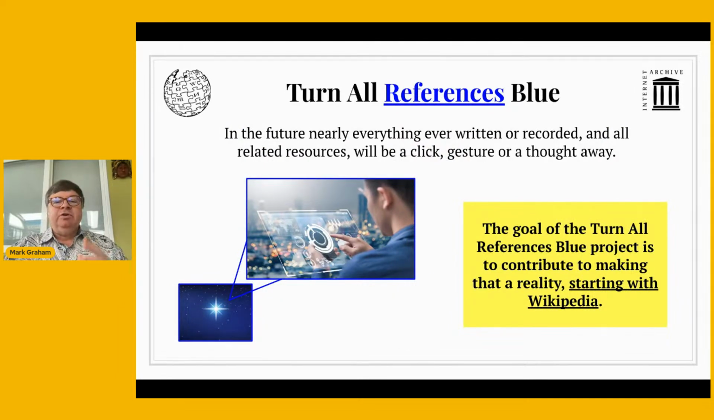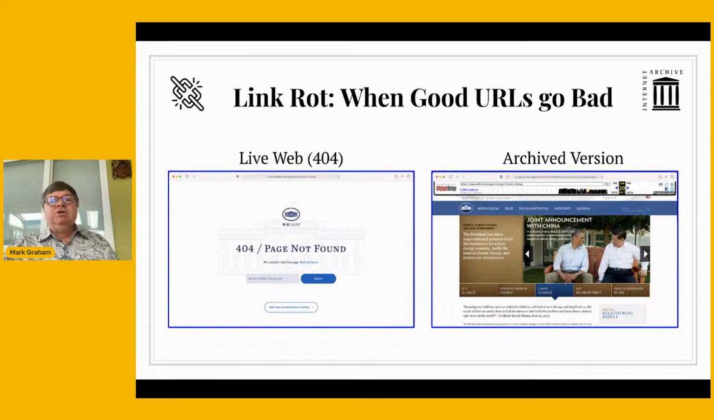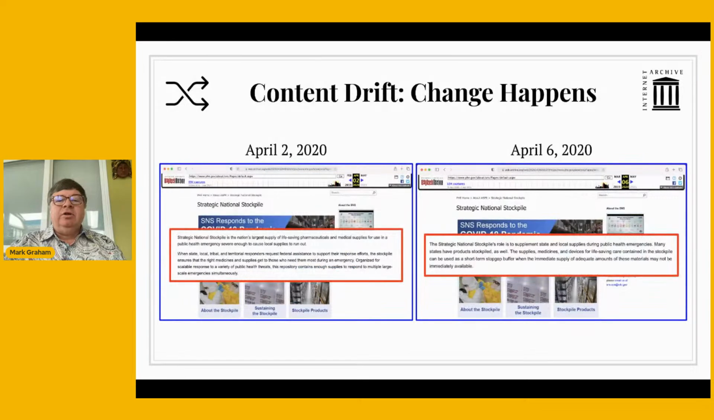We recognize that in the future, pretty much everything that anyone has ever written or recorded is going to be a click away. We're working to accelerate that process by adding links to references, especially those in Wikipedia sites. So first of all, part of the problem, link rot, it exists. It's really bad. The web is fragile and ephemeral.